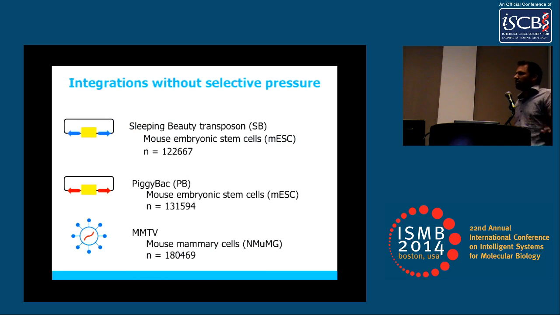And to answer this question, we generated a very large collection of integrations without selective pressure. We did that in 3 systems. The Sleeping Beauty transposon system, where we obtained 122,000 integrations in mouse ES cells. Piggyback system, also in mouse ES cells, 131,000 integrations, covering roughly the whole genome. And the MMTV system in mouse mammary gland cells, and there we obtained 180,000 integrations. So in the remaining slides, I'll mostly talk about the first 2 and compare these a little bit.